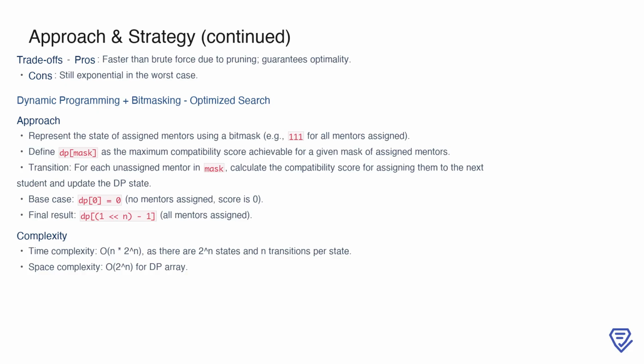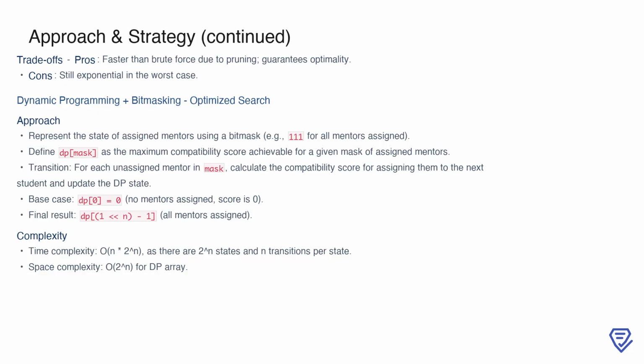To further optimize, we move to a more sophisticated approach, dynamic programming combined with bit masking. Here, we represent the state of mentor assignments using a bit mask. For example, a bit mask like 111 indicates that all mentors are assigned, while 000 means none are assigned.